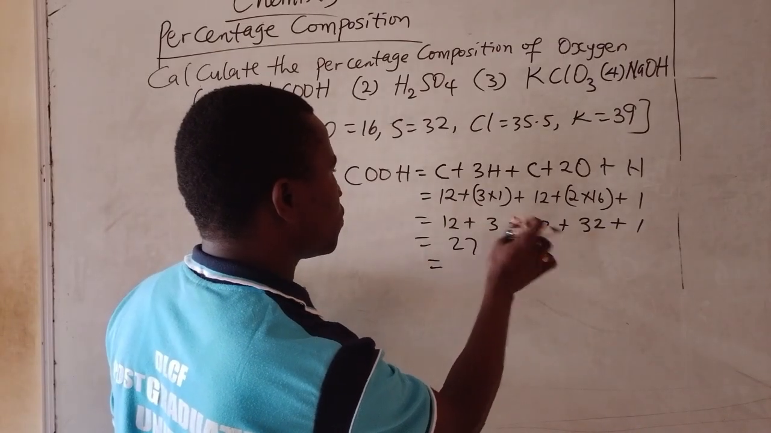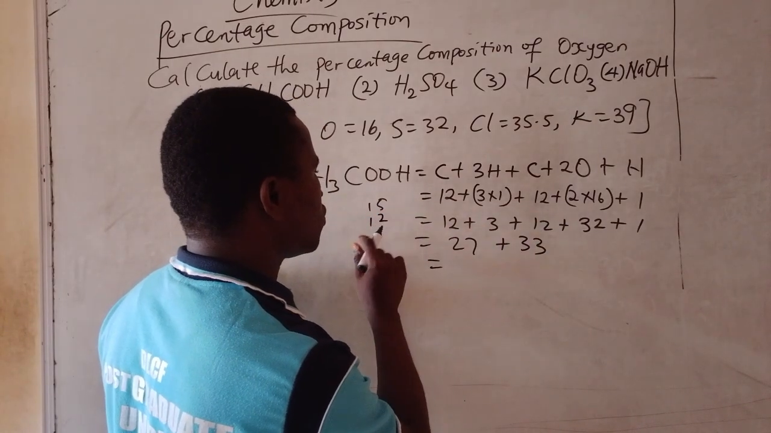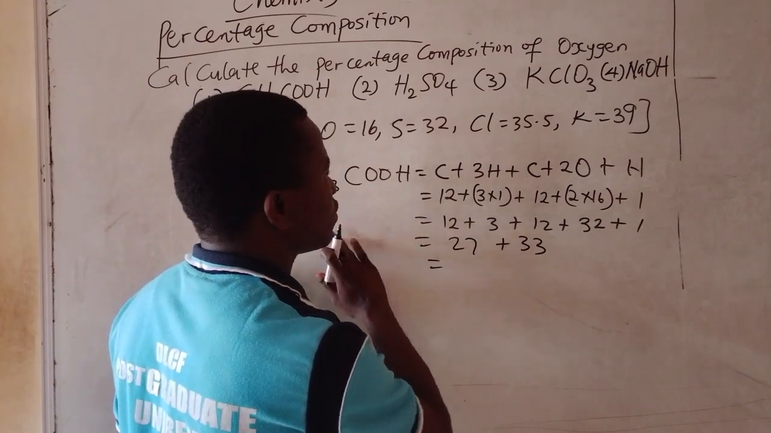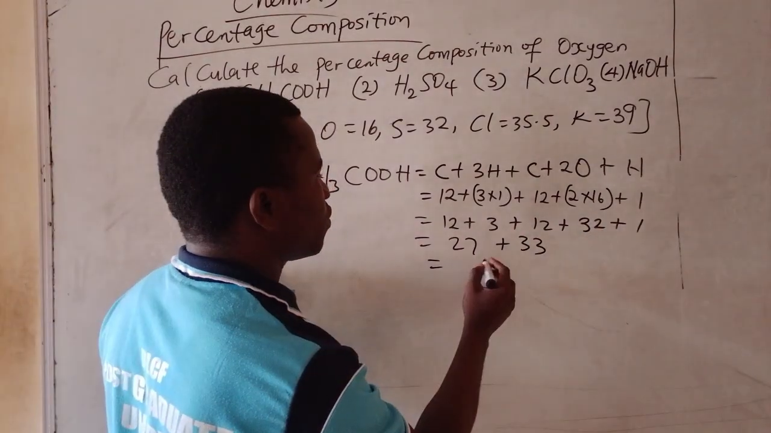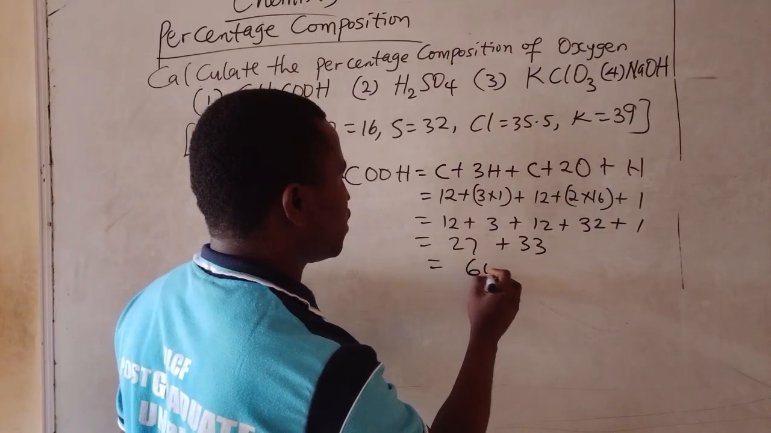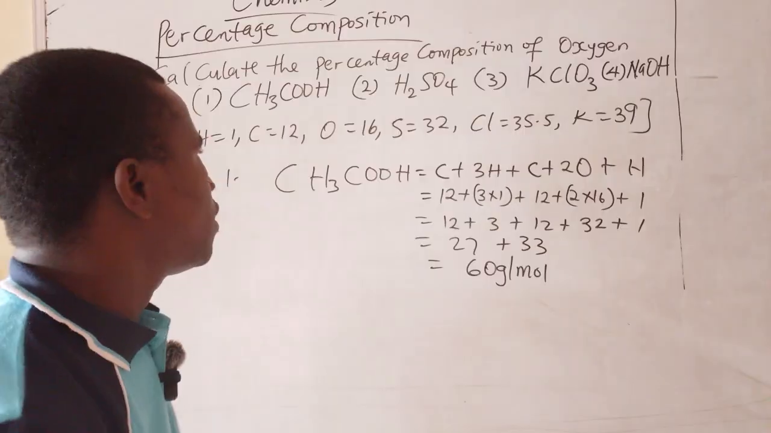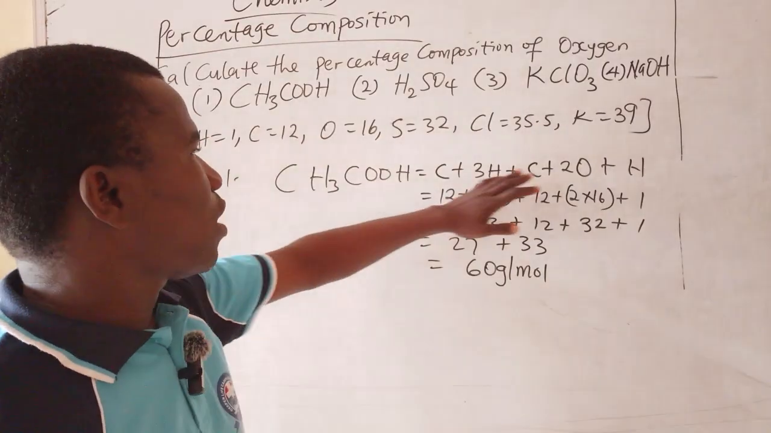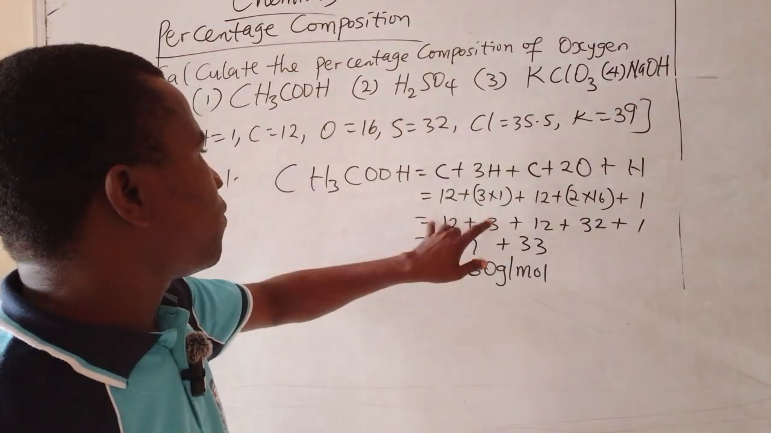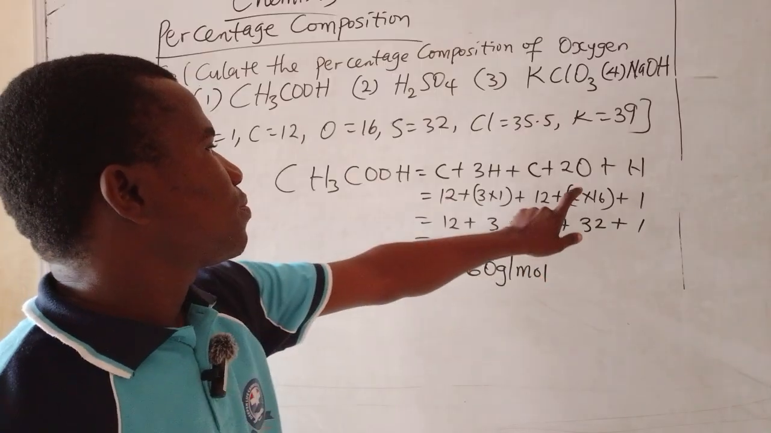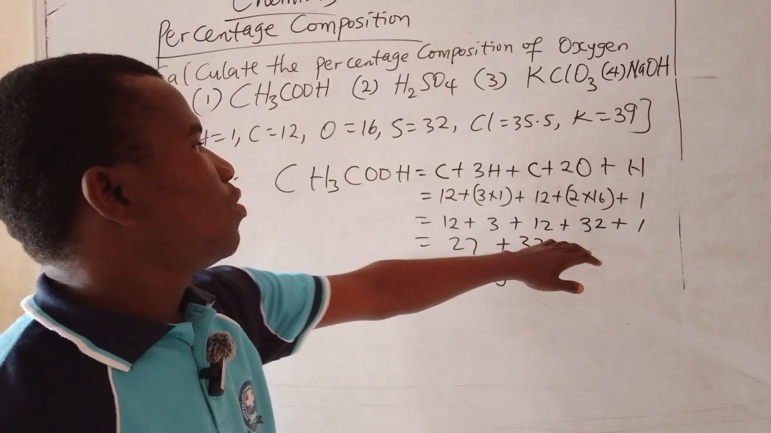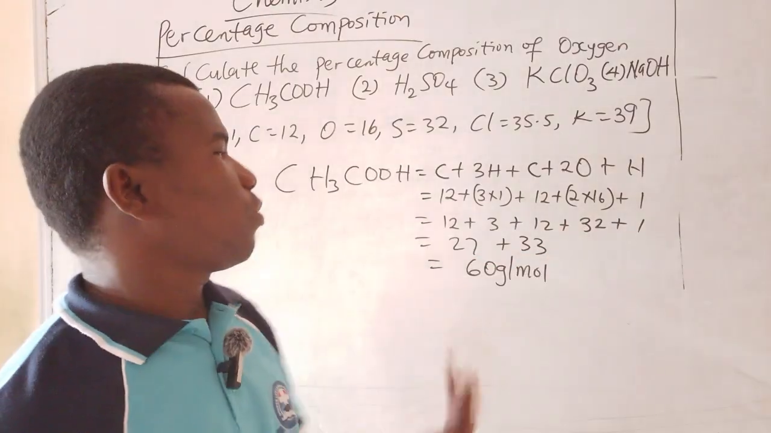Let me recalculate to ensure I'm correct. 12 plus 3 is 15, plus 12 is 27, plus 33, so you are having 60 grams per mole. Now that's the entire mass of the compound, ethanoic acid. You can look at it and see if we are correct: 24, 27, 32, 33. So we are correct.